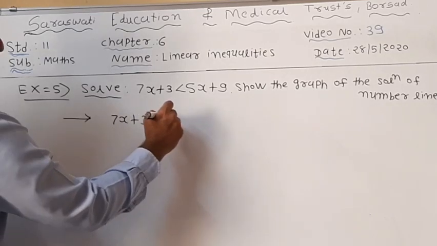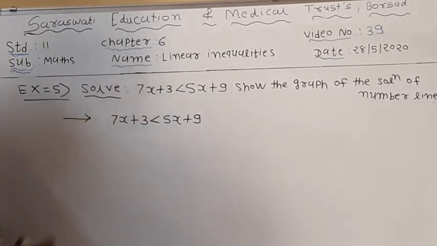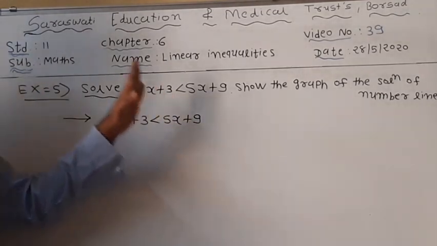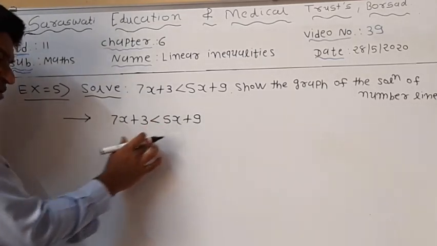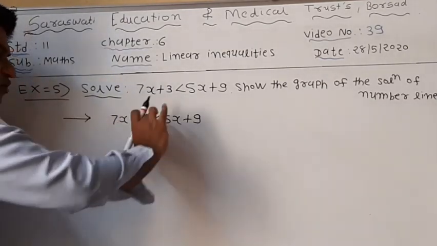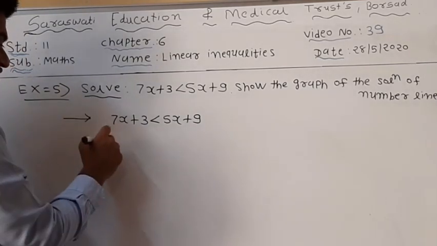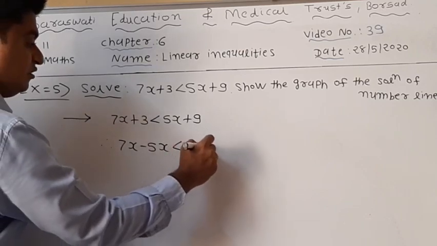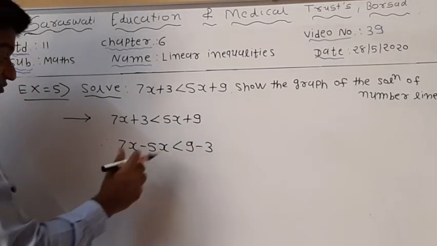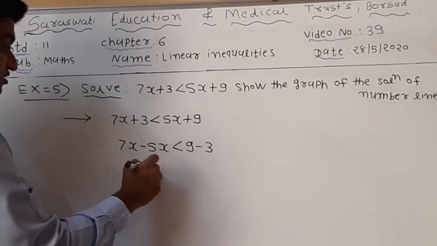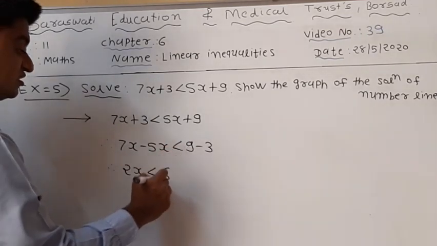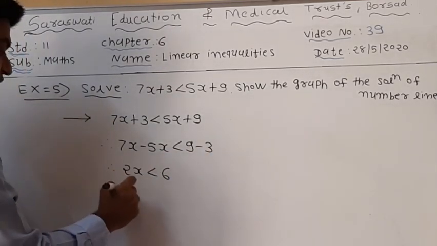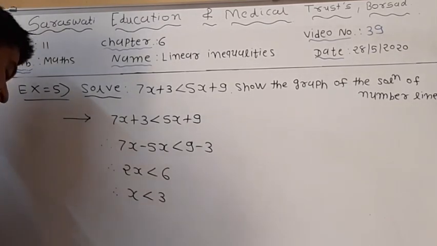7x plus 3 less than 5x plus 9. Write 5x on this side and the constant term 3 on the other side. Always remember, the variable term is written on this side and the constant term on the opposite side. So therefore 7x minus 5x less than 9 minus 3. 7x minus 5x, that means 2x, less than 9 minus 3, that means 6. Now after dividing, x is less than 3.